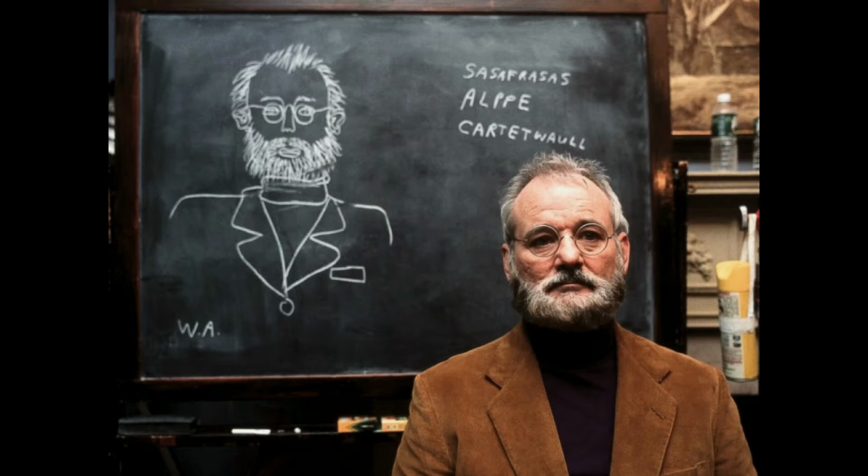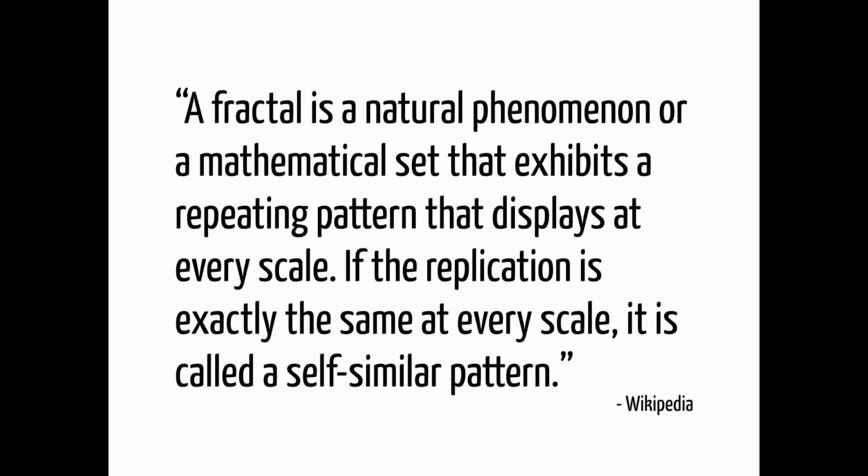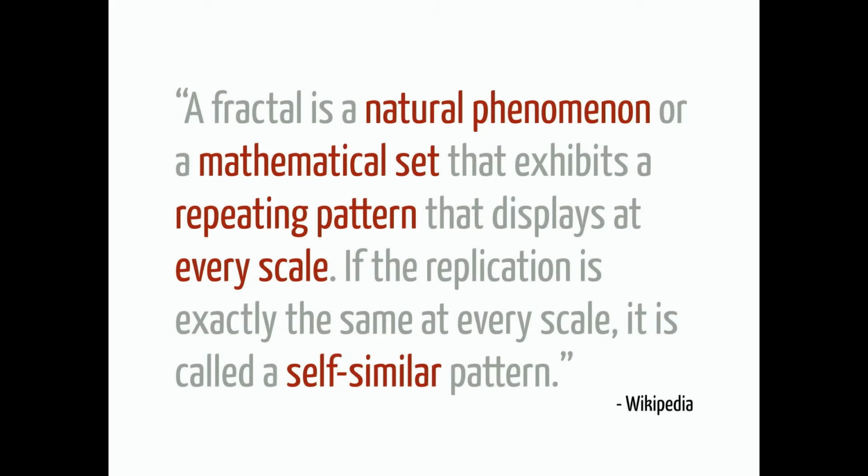So we already know what a fractal looks like, but what is the definition of a fractal? Nowadays, we don't ask the professor, but we actually ask Wikipedia. And Wikipedia told me that a fractal is actually a natural phenomenon. That is what we just saw on all these pictures. But it could furthermore be a mathematical set that exhibits a repeating pattern, and it displays at every scale. And also, if the replication is exactly the same at every scale, it is called a self-similar pattern. And I want you to keep all these key points that I marked here in mind.